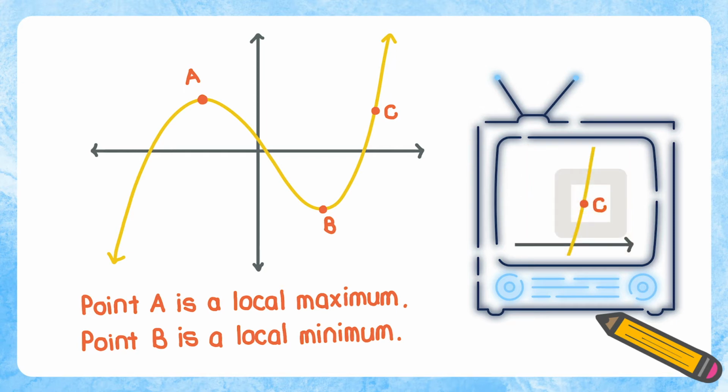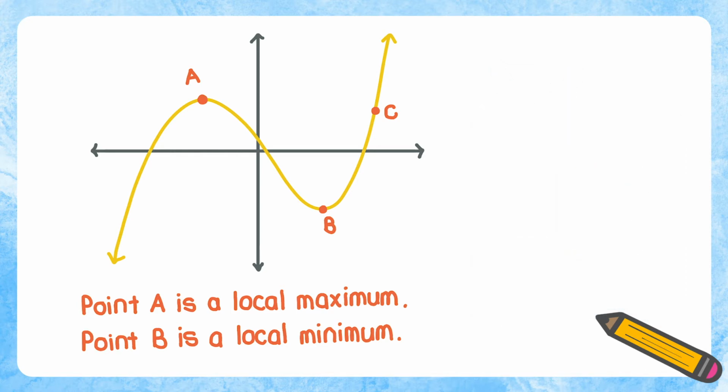But what about point C? Notice how for point C, no matter how much we zoom in, so no matter how local we get, there's always some point that's a little bit higher than C, and that's also a little bit lower than C. So point C is neither a local maximum nor a local minimum. So in this case, point A and point B are local extremas. Again, they're your local high points or your low points.